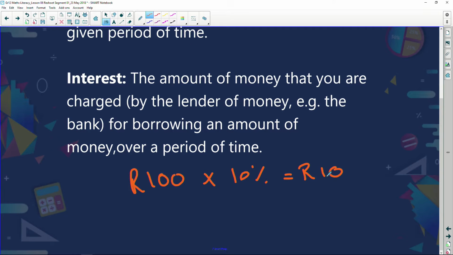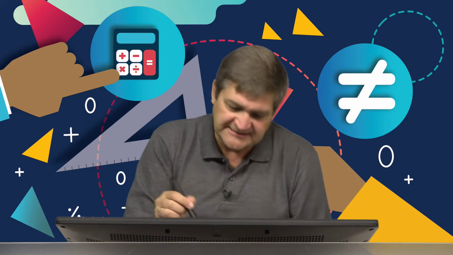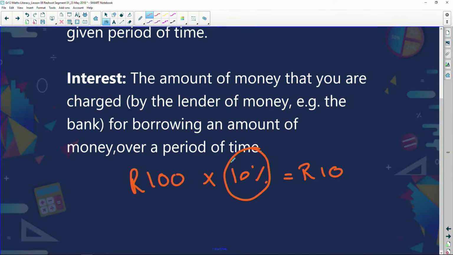Now, the interest rate is this 10%. That's the rate. The interest is the actual amount of extra money that you pay. So interest rate is the percentage, the interest is that extra bit of money that you're actually paying. Let's explain quickly the difference now between simple interest and compound interest.